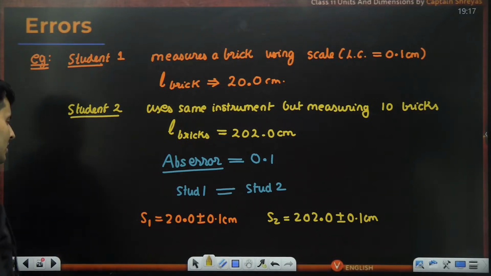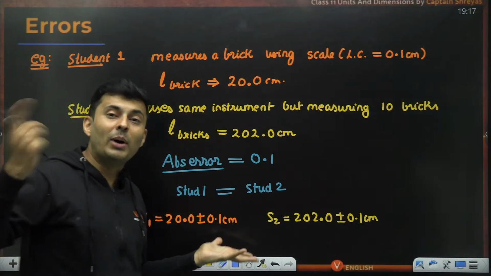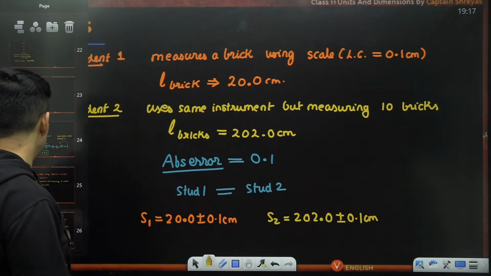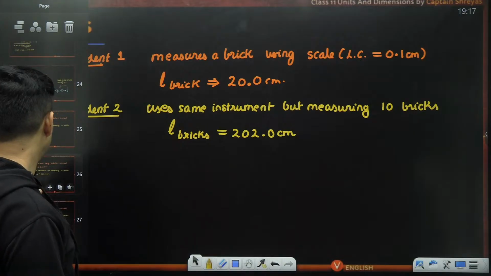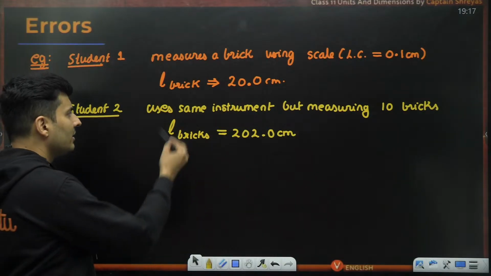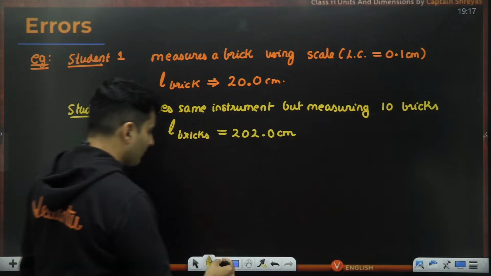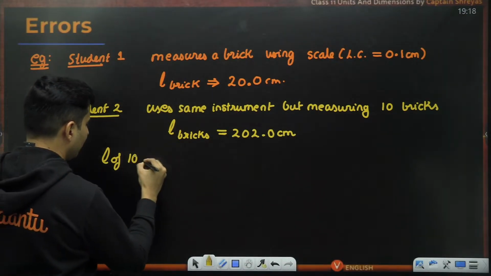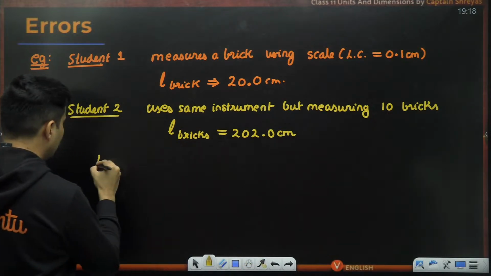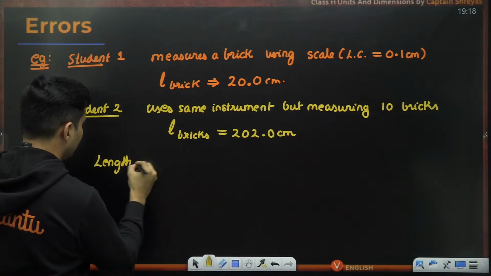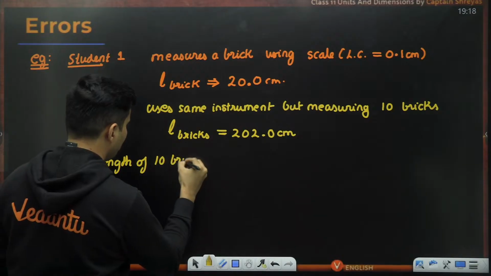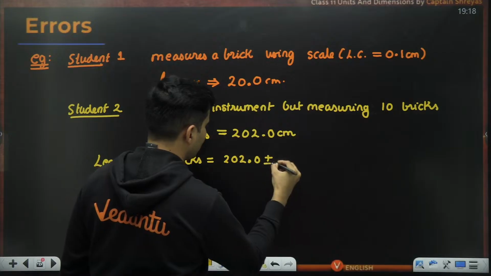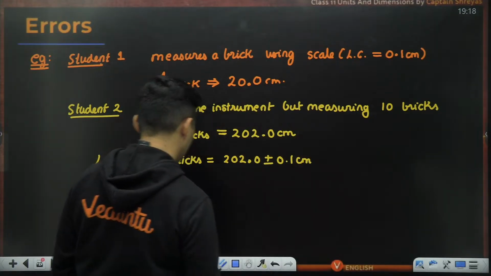But there is a catch. The moment you go for per brick, who is more accurate, things start becoming slightly different. So let's go per brick. Now the first student has measured 1 brick only. This guy has measured 10 bricks. So very important, the length of 10 bricks is 202.0 plus minus 0.1 centimeters.